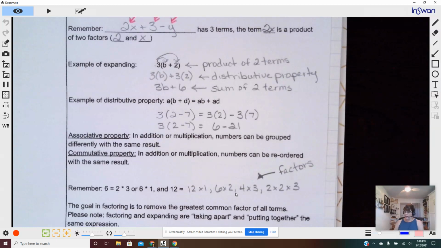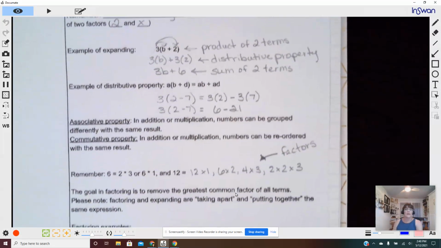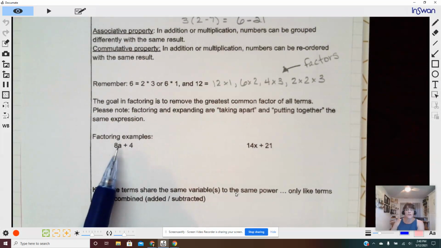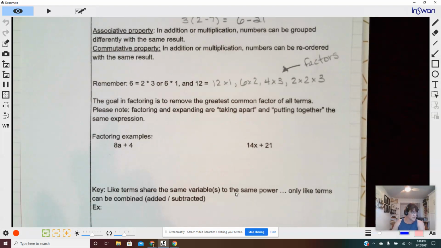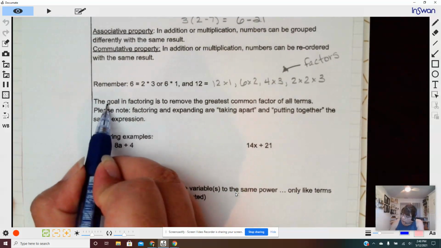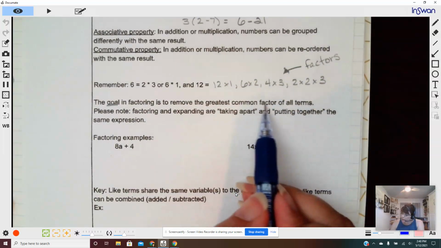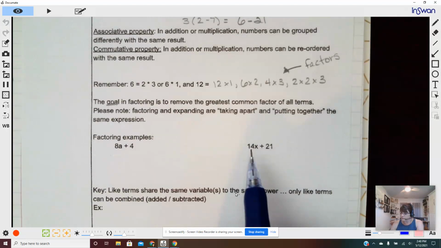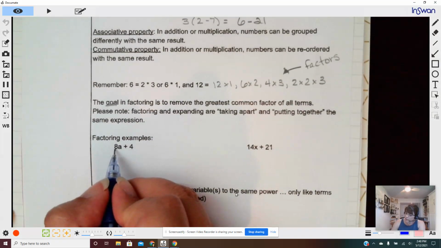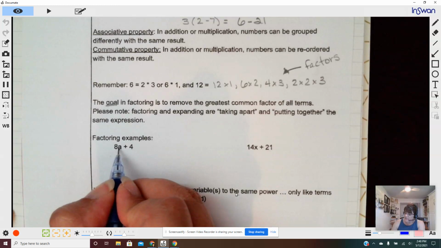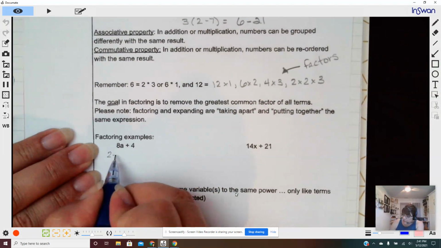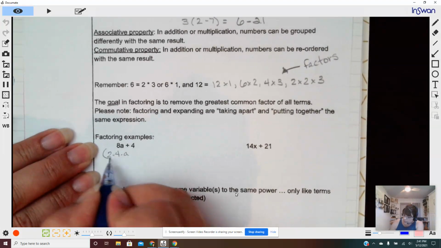So now what I want to look at is how do we factor? So again, I have some expressions, and in these expressions, our goal is to remove the greatest common factor of all the terms. So here I have 8 times a plus 4. Well, I know that 2 times 4 is 8.